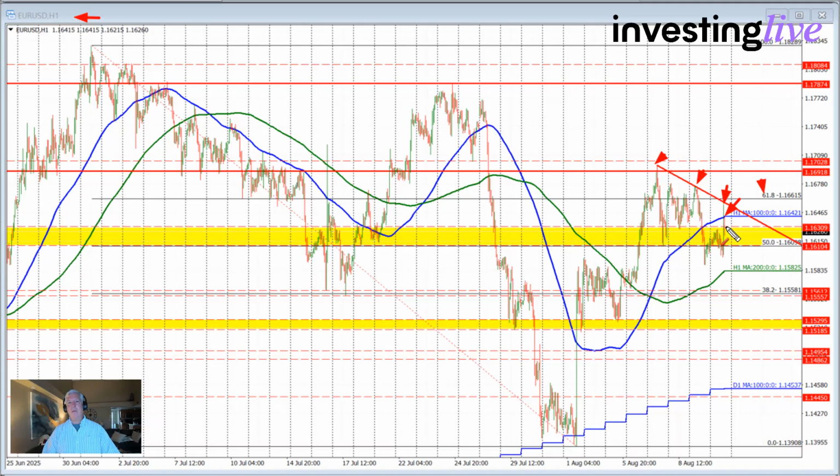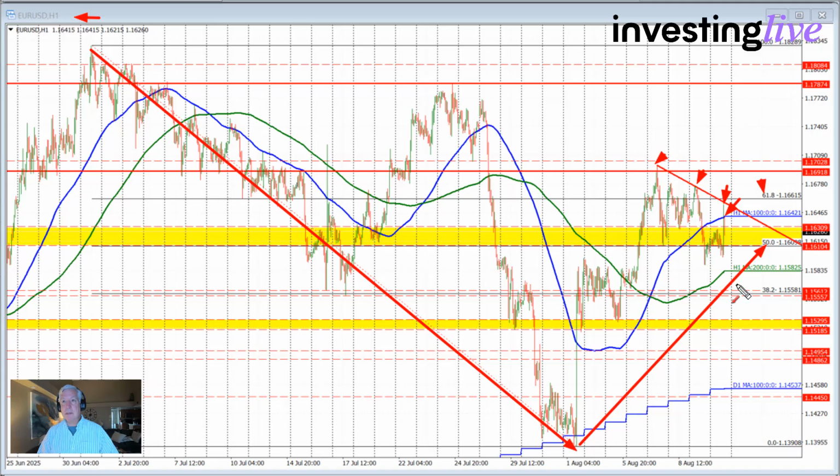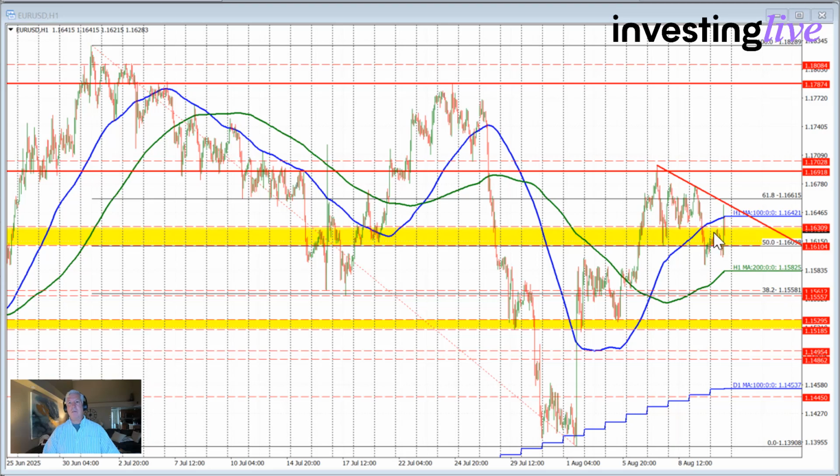On the downside, we do have the 50% retracement of the move down from the July high to the low on August 1st. That 50% comes in at 1.01609. If we break below that level, we did earlier today, that would be a disappointment, especially given the move above the 100-hour moving average here. And we'd have the price moving back down toward the 200-hour moving average. And if we break below that level, that would be more bearish for the euro versus US dollar. Right now, we're back in neutral territory with the price above the 50%, below the 100-hour moving average, but above the 200-hour moving average.